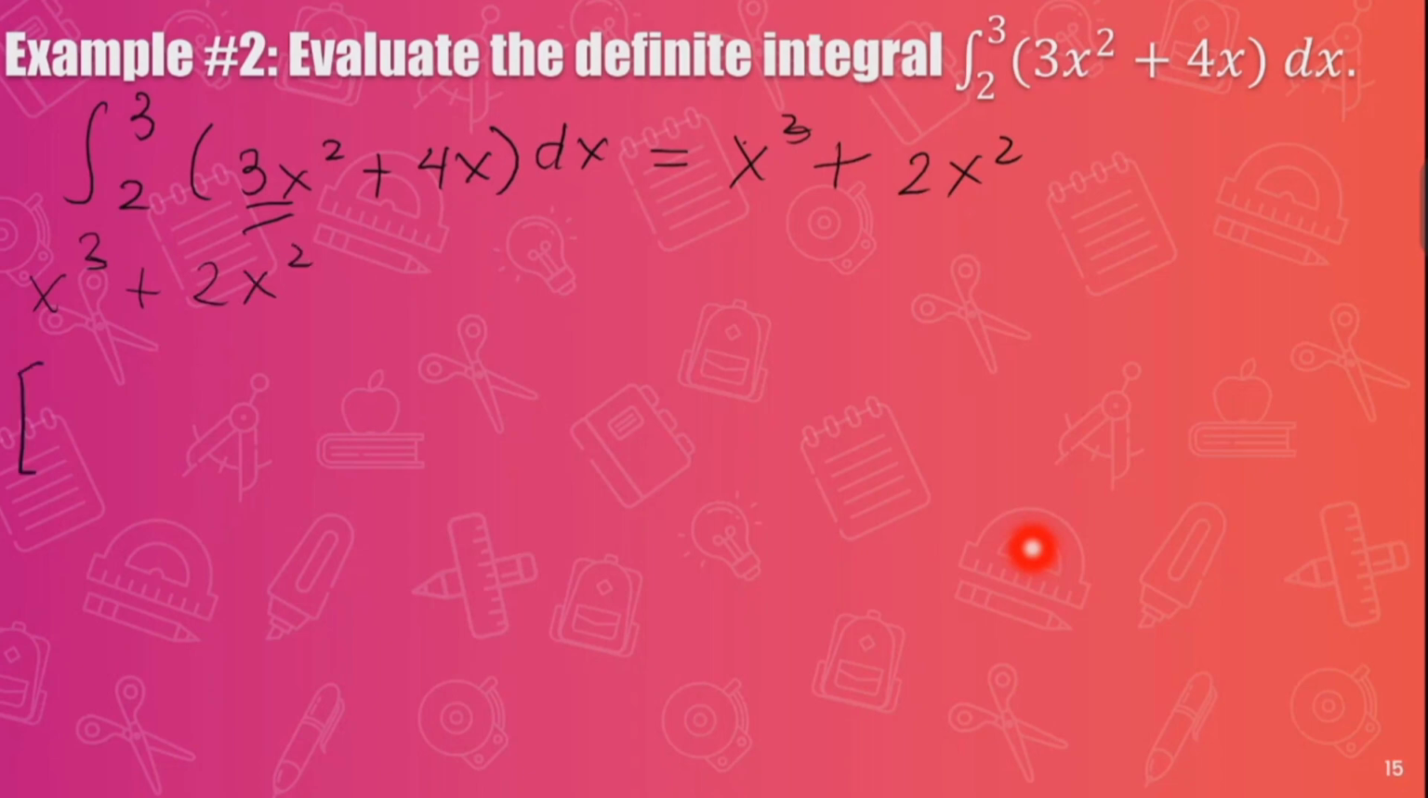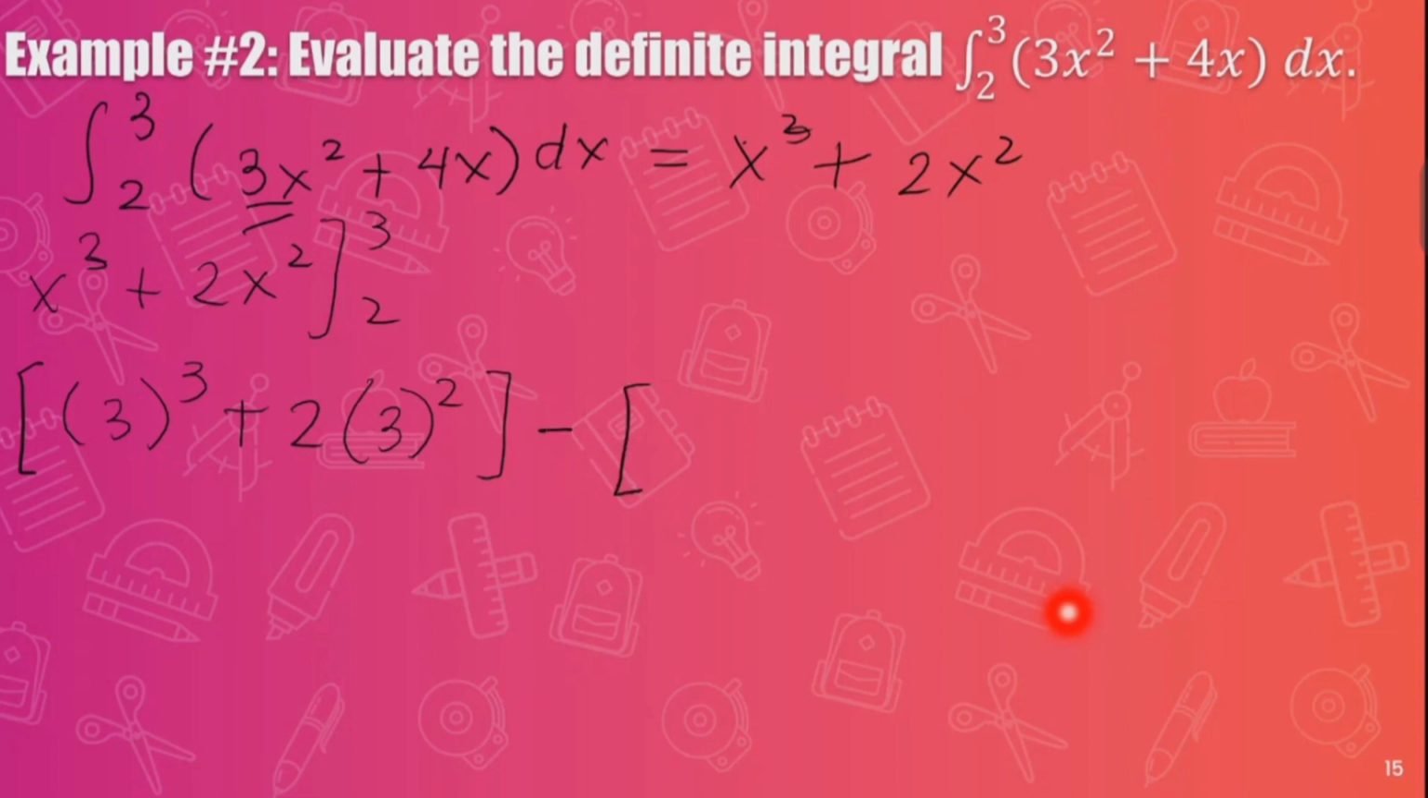Unahin natin si 3. Unahin po natin si 3. So we have 3 cubed plus 2 times 3 squared. Okay? So na-substitute na natin sa si upper limit minus the lower limit naman. 2 cubed plus 2 times 2 squared. Okay? So after natin ma-substitute, let's simplify.